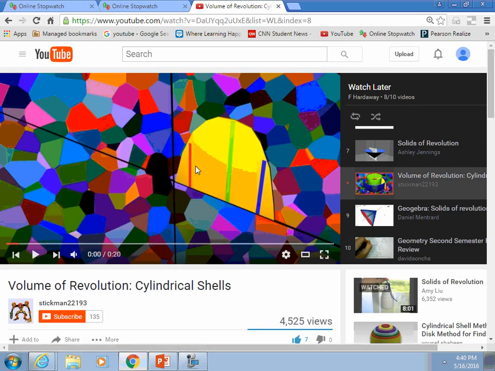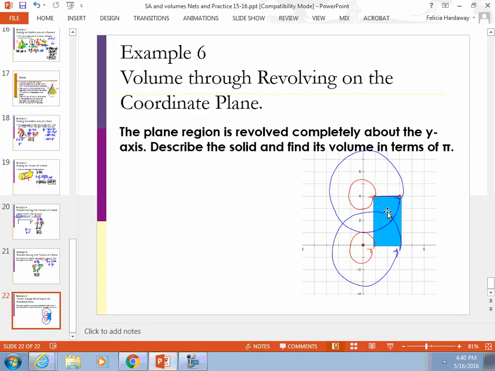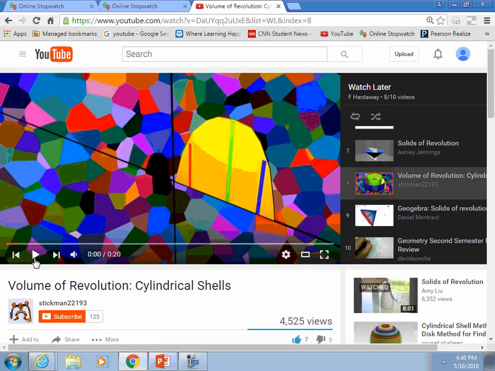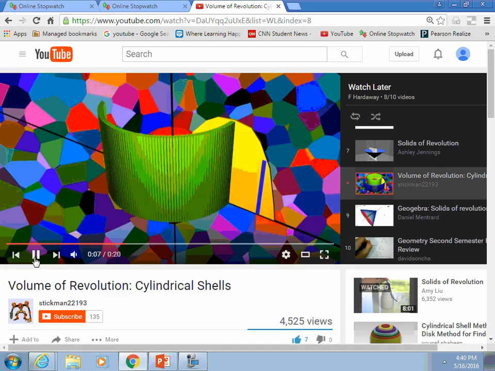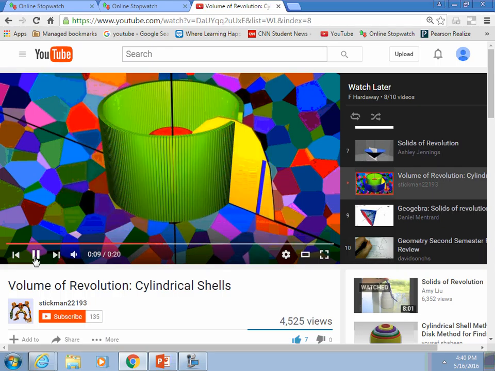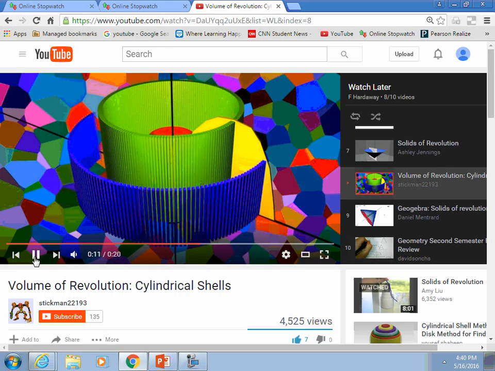So let's say, for example, this red rectangle is a smaller version of our blue rectangle. Watch what happens if you rotate it around the y-axis. See what shape is going to be formed. The green is another example of that, rotating a solid rectangle about the y-axis. So hopefully you see that a cylinder will be formed, with an opening inside of it too.